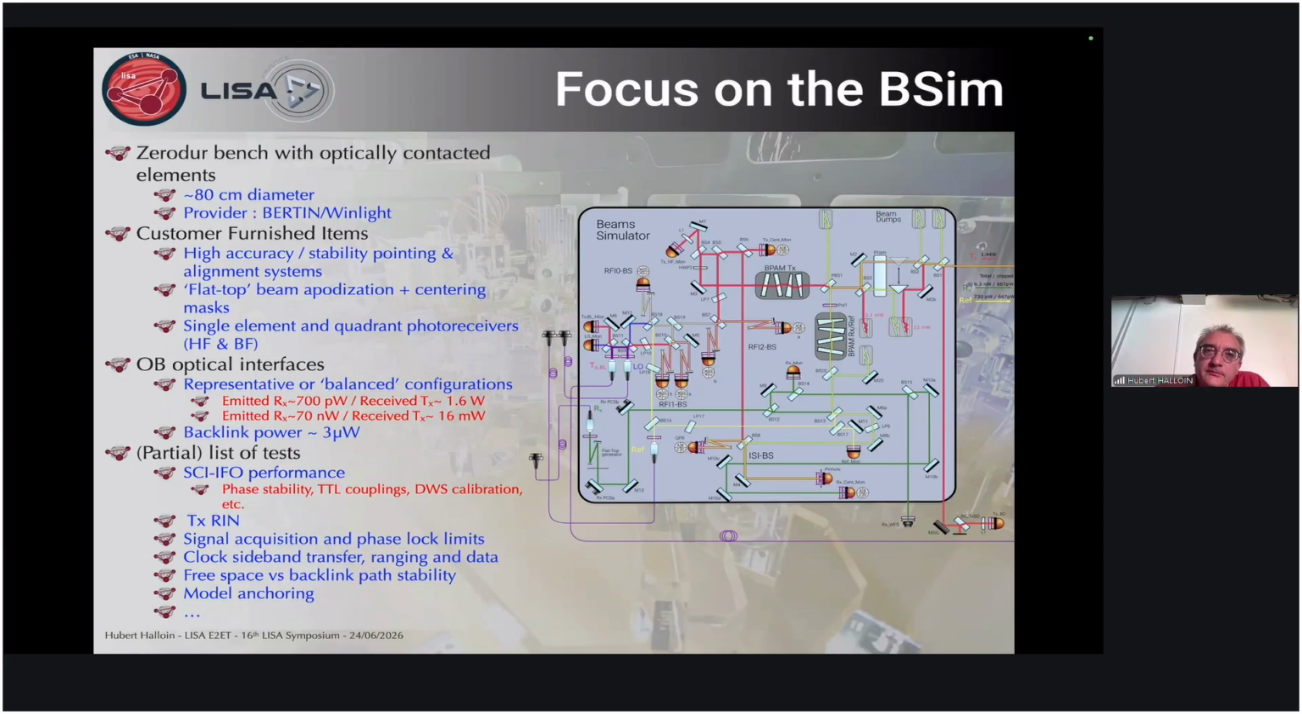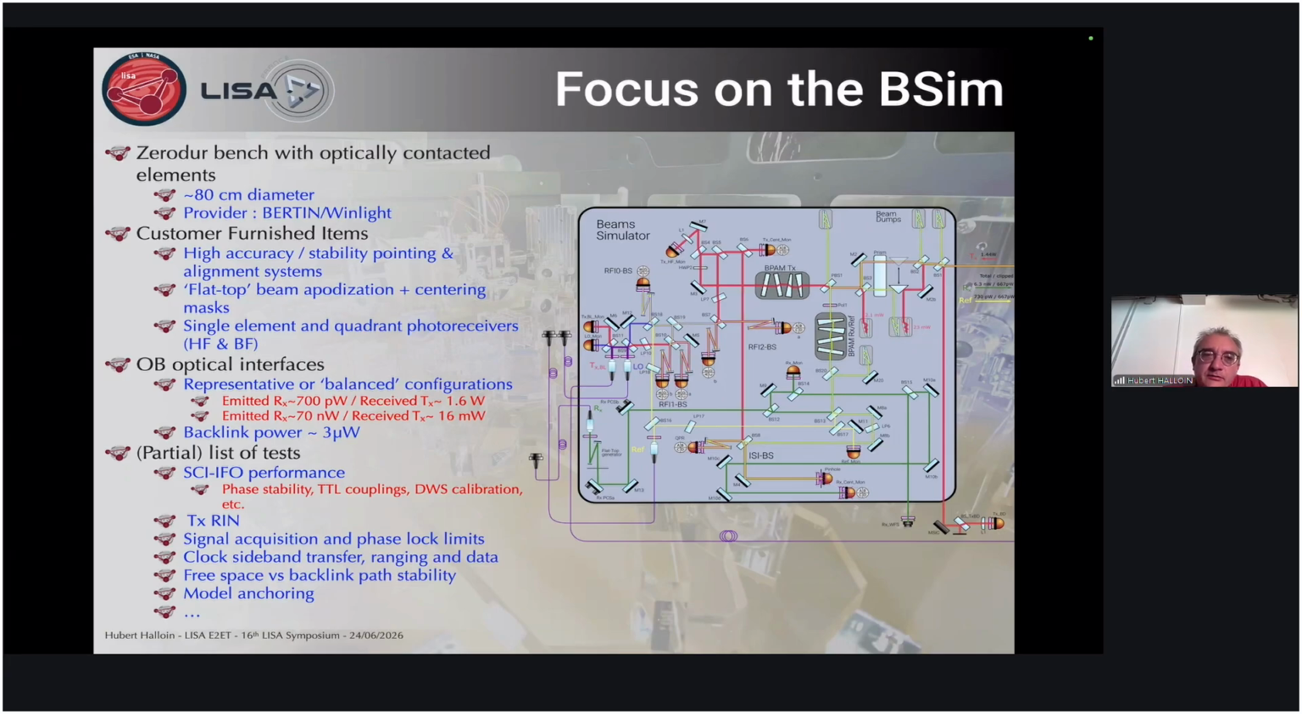Basically, the beam simulator will be a zero-dur bench with optically contacted elements, about 80 centimeters in diameter. It is mostly provided by a private company, Bertin, but the different labs are providing what we name customer furnished items, basically high accuracy and high stability pointing and alignment systems that are required to align the beam simulator with respect to the optical bench.